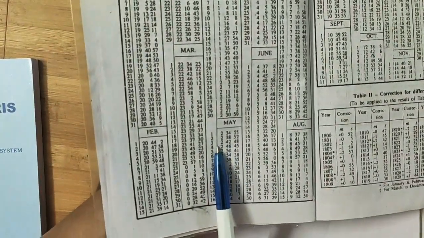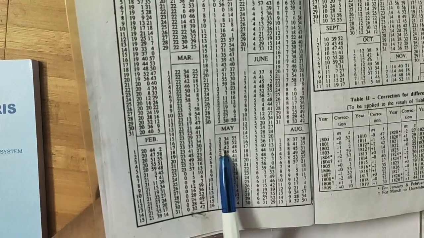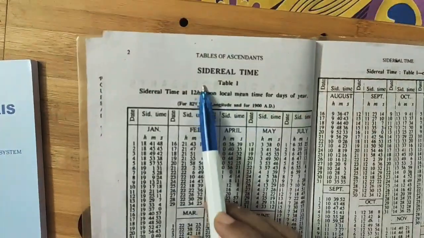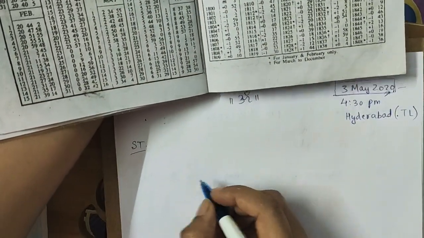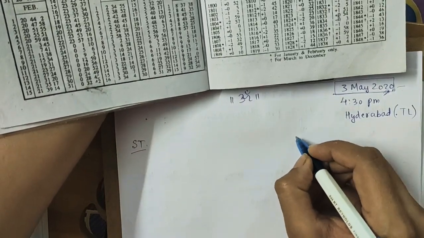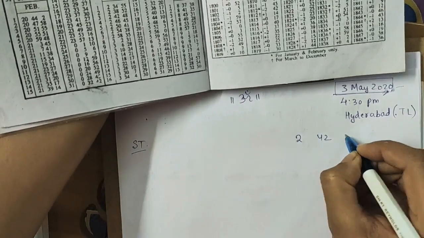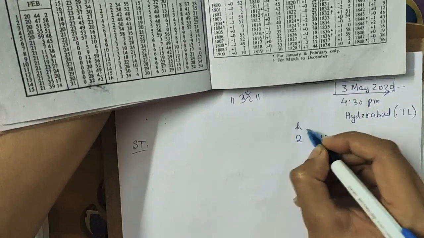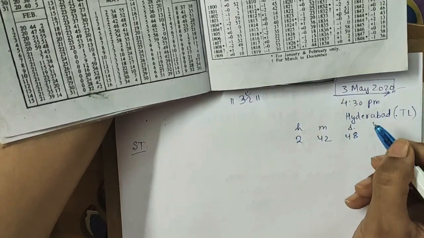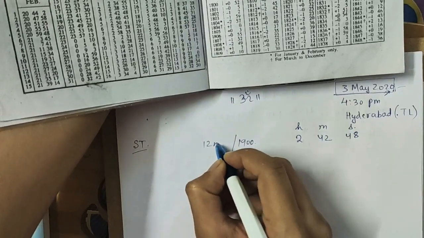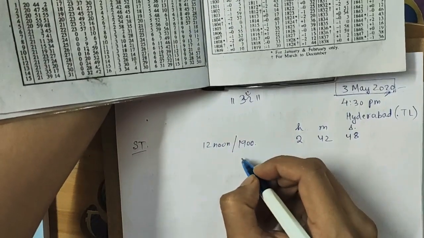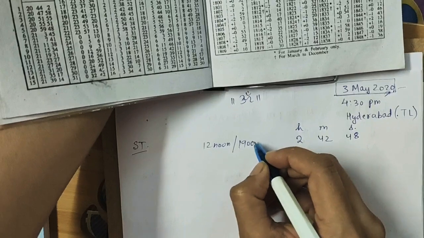In the 3rd May, see what is the value at 12 noon. It is clearly mentioned here, 12 noon. So write down the value. We are doing the sidereal time calculation. So this value is 2 hours 42 minutes and 48 seconds, in hours, minutes and seconds. This is in 1980 at 12 noon. Right? Now we have to calculate for 3rd May.